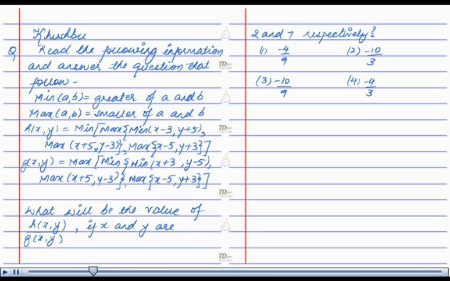What will be the value of h of x, y by g of x, y if x and y are 2 and 7 respectively? We need to determine h of 2, 7 upon g of 2, 7.